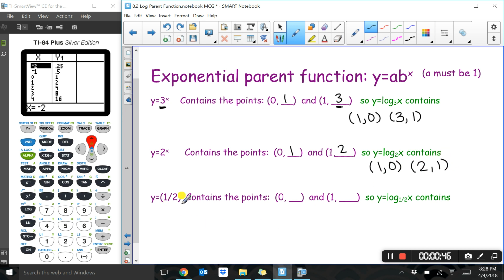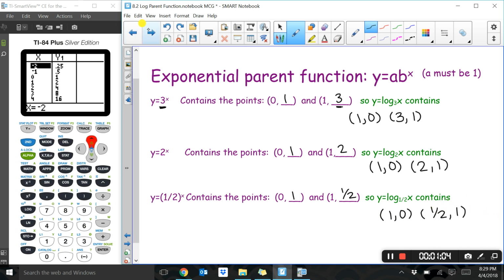So then if we had 1/2 to the x, it's still 0, 1, and then it's 1 comma the base, and this time our base is 1/2. So log base 1/2 of x would contain 1, 0 and 1/2 comma 1.